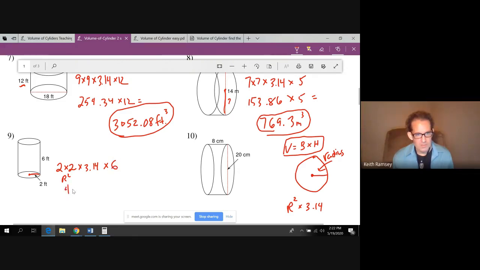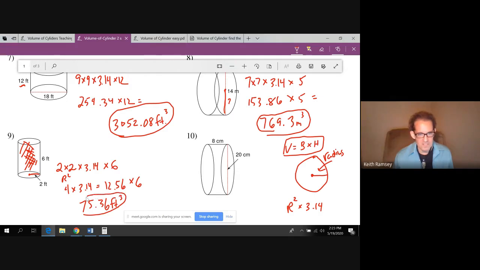So I know 2 times 2 is 4. And we know that 4 times pi is 12.56. I have 12.56. Then the last thing is you multiply it times the height. And you get 75.36. And this is all the space inside the cylinder, okay? And that's why we use cubic units, because it's 3-dimensional. So I'm going to say cubic feet here. This is not surface area. It's not the space outside the cylinder. It's the space inside. That's why we call it volume.